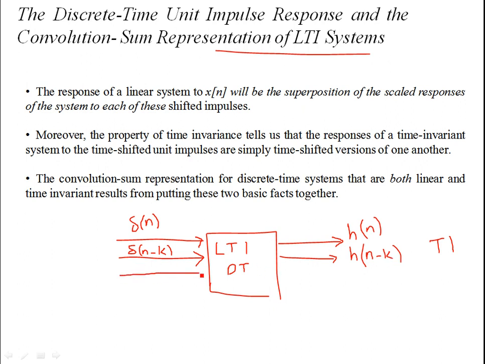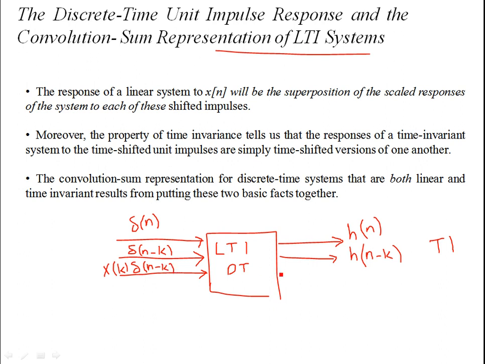Then what I do is I scale my shifted impulse by, let's say, a scalar x of k. Note that the time index is n, k is not the time index. So k is just an integer. So x of k could be any number. It could be a fraction, positive, negative, complex, it's not important. But I have scaled my shifted impulse by a scalar x of k.